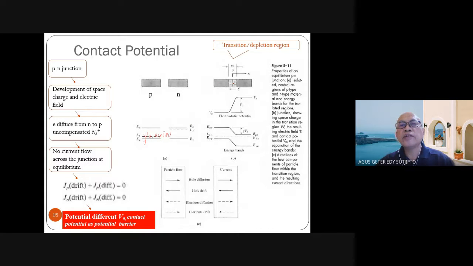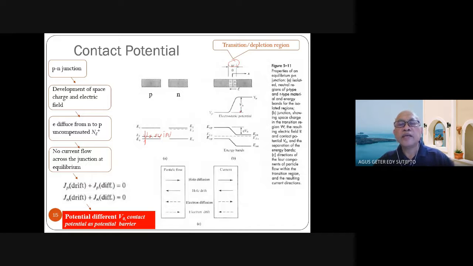When we join together, there is the depletion region with the width W. This is the X direction, showing the movement of the hole to the right and the electron to the left, negative. And then we have the potential difference.